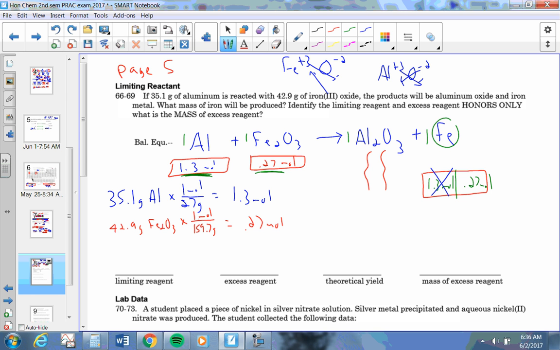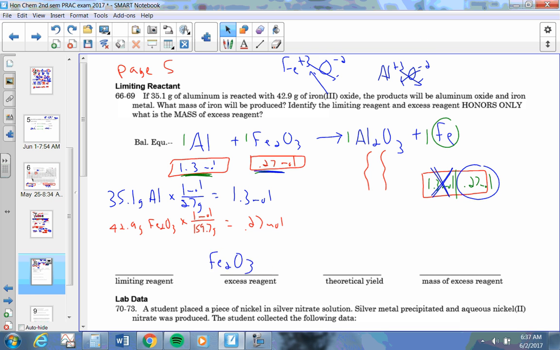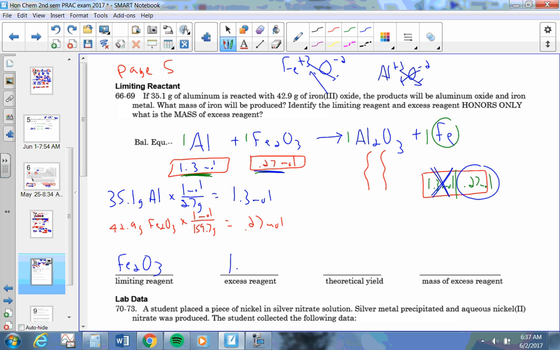If I can make 0.27 moles of iron, let me just look. Why did I cross off this? Because I have enough aluminum for that much, but I'm not using that much. My limiting reagent then is Fe2O3. I only have enough of this stuff to make 0.27 moles, so I did that wrong, early in the morning. My limiting reagent is Fe2O3. I'm going to have excess aluminum. All I have to do is write aluminum. That's the excess. So, next step.